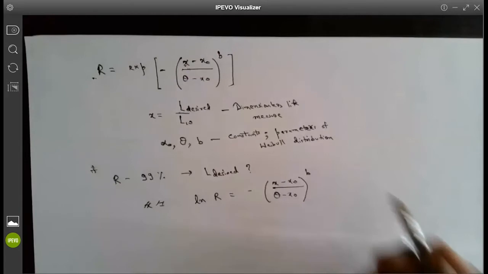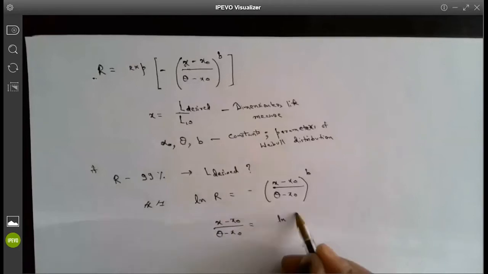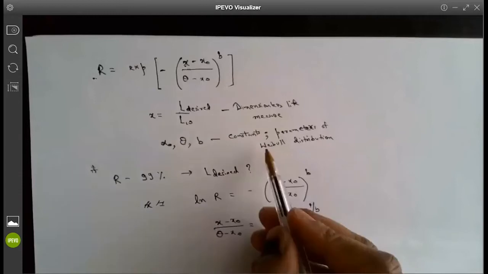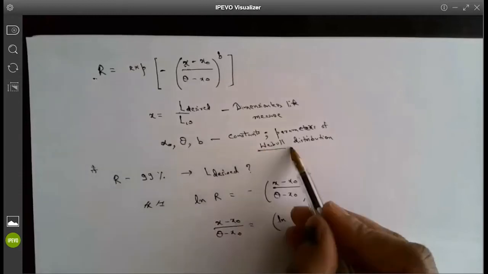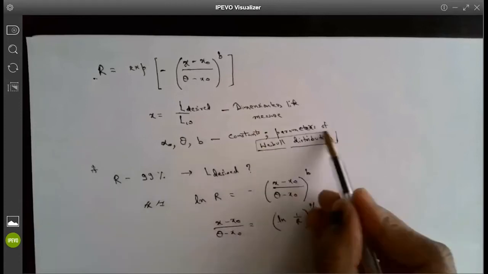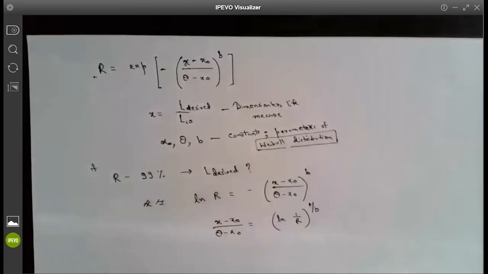Professor, what does it say after? Yeah, go ahead. It says parameters of something distribution. Weibull distribution. It is a probability distribution for the life measure. And then also above that, it says dimensionless life measure, or what does that say?